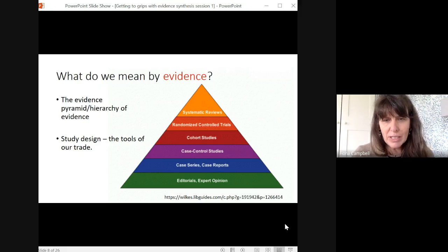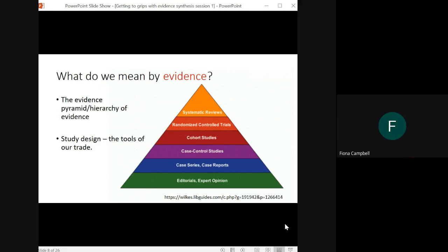And research evidence is a very broad term. And within research, we think about different study designs, and study designs really are the tools of our trade. So the type of study design, the type of research that we use, is very much determined by the type of question that we ask.